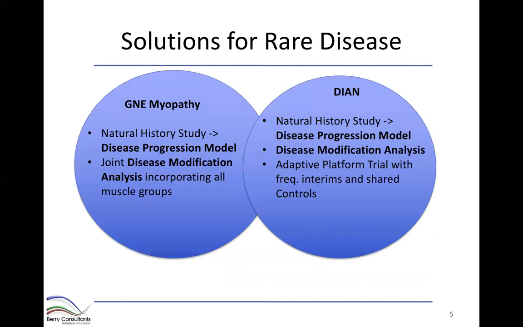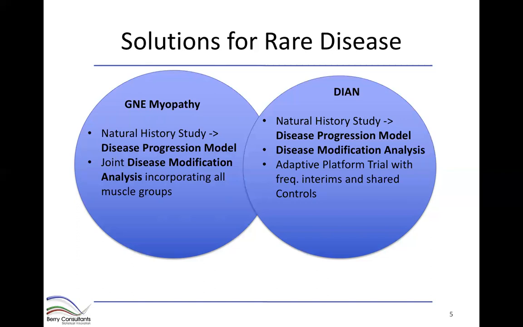So with that being said, I want to talk about common solutions and the solutions that we have used for rare diseases. Both of these rely on disease progression models. Both in GNE myopathy and in DIAN, we are blessed with very nice observational studies that were being run that provided us with very rich natural history data sets. And we were able to use those natural history data sets to summarize natural progression using disease progression models.